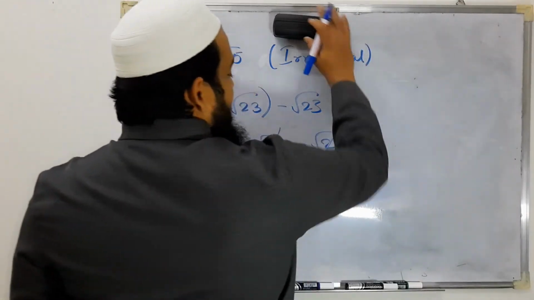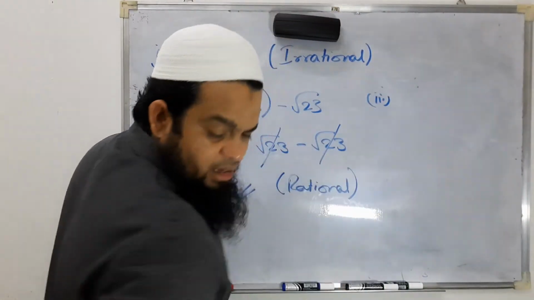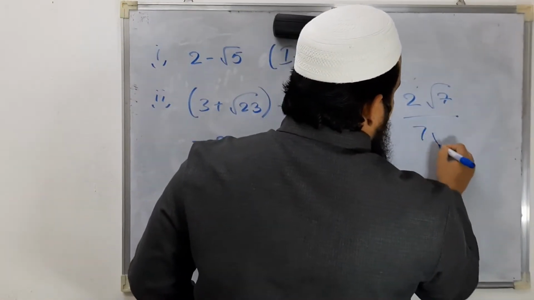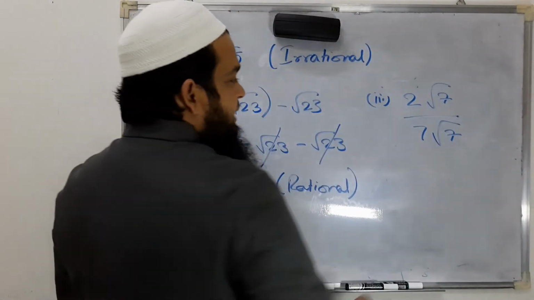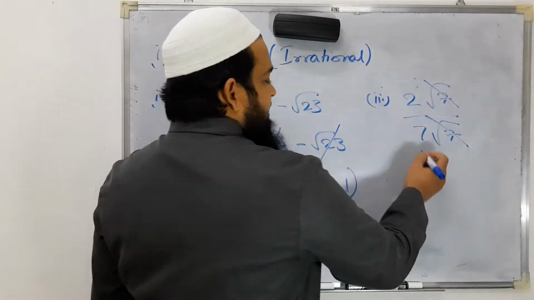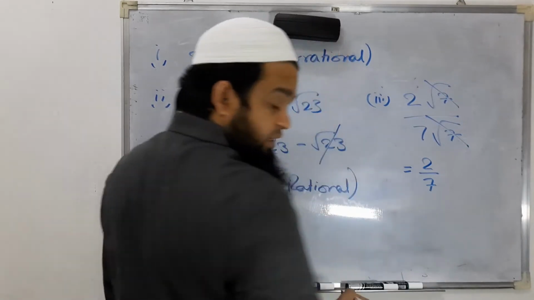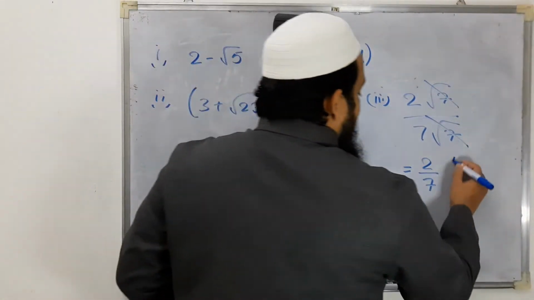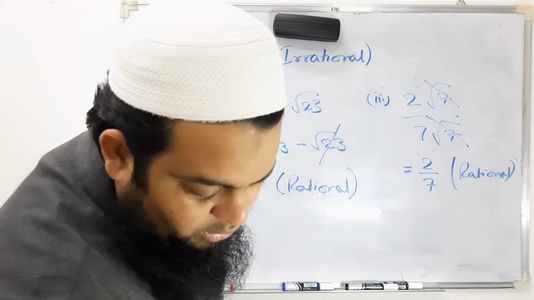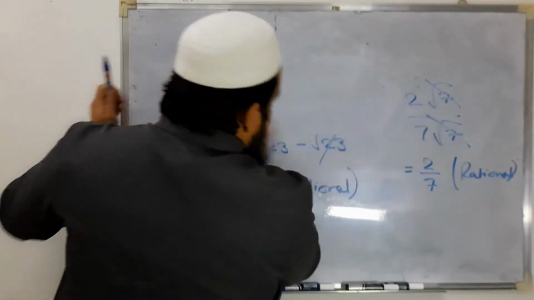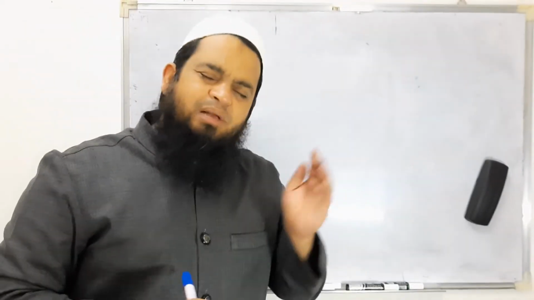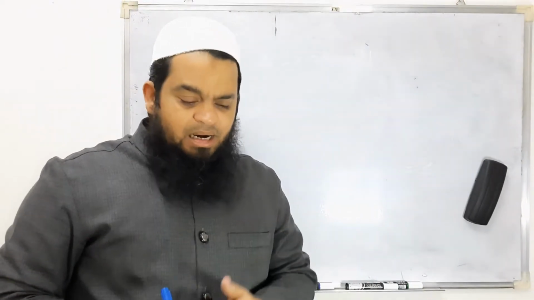Let us see the third one over here. What is given? 2 root 7 divided by 7 root 7. Root 7 and root 7 are common factors, so they get divided. Now what is left out? That is equal to 2 by 7. This is in p by q form, so it is a rational number. I hope everybody understood this. If you want to clarify one more time, just pause, rewind, and you will understand.